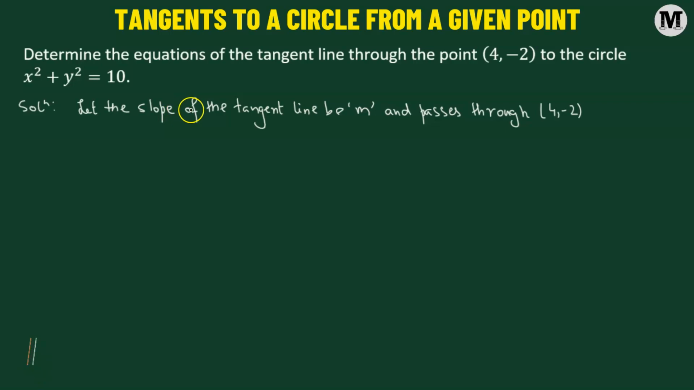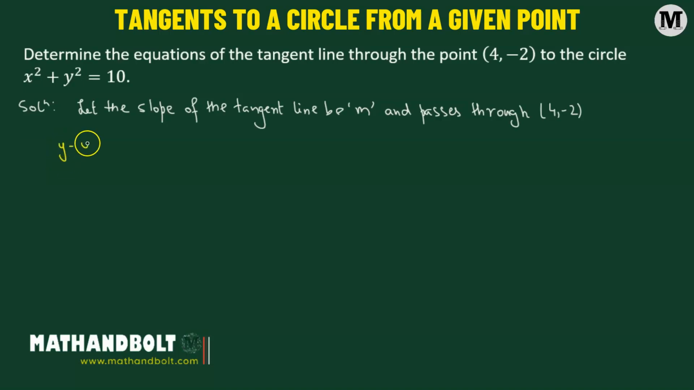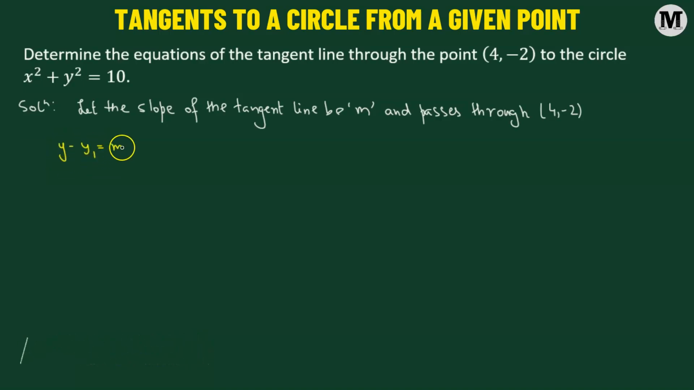We can define the equation of the line by using the point-slope form, which is given by y - y1 = m(x - x1), where (x1, y1) is the point through which the straight line passes. That means the equation of the tangent will be y - y1, where y1 is -2, equals m times (x - x1), where x1 is 4.